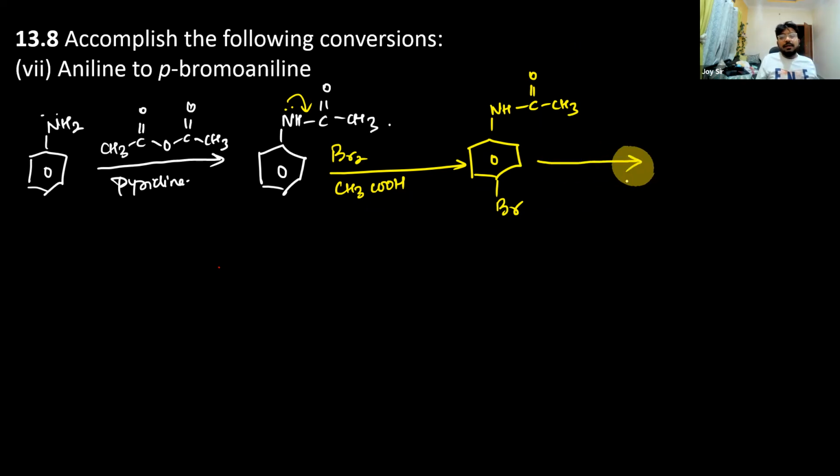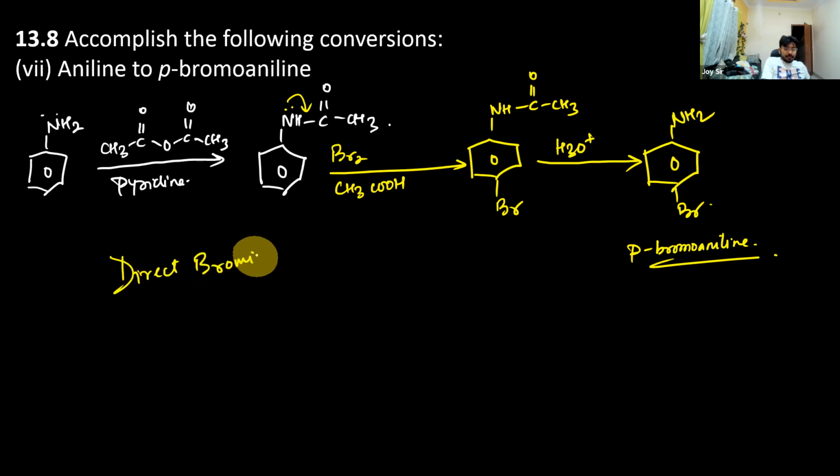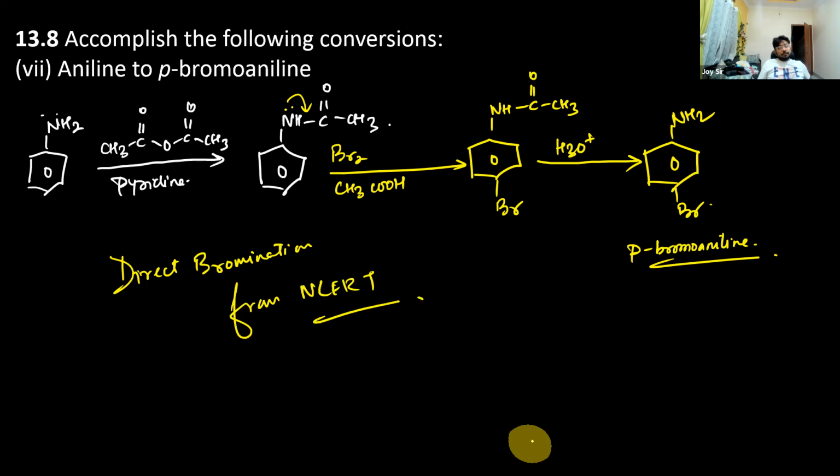Here, again I have to make it NH2, so I'll just give it H3O plus, which is acid hydrolysis with water. It becomes NH2 and the bromine remains. So this is our p-bromoaniline. Okay, this is a direct reaction from your NCERT. Direct reaction of bromination. Monobromination, as opposed to tribromination.